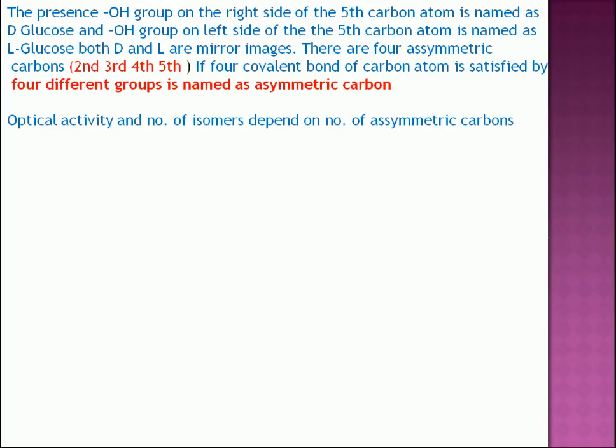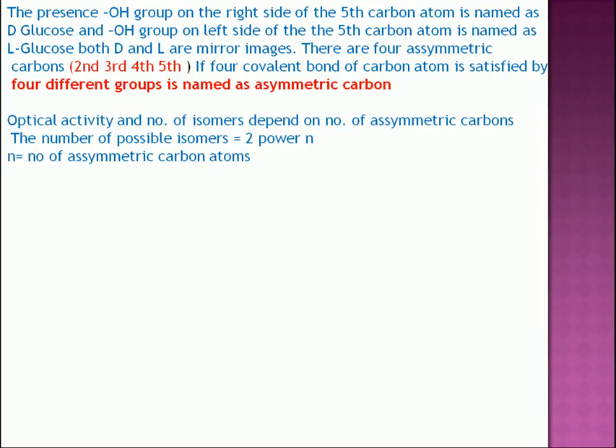Optical activity and the number of isomers depend on the number of asymmetric carbons. The number of possible isomers is 2 to the power n, where n is the number of asymmetric carbon atoms present in glucose.